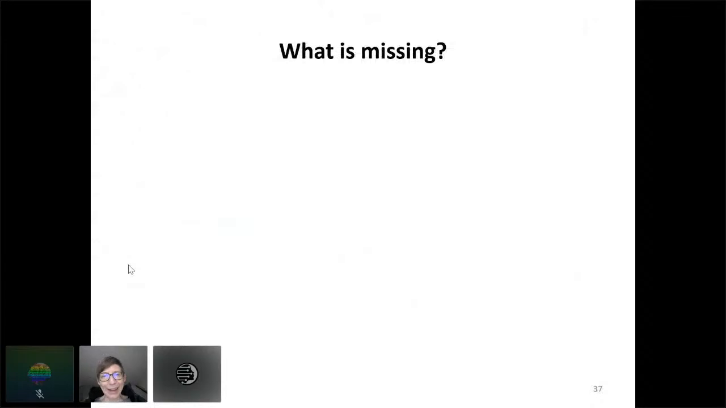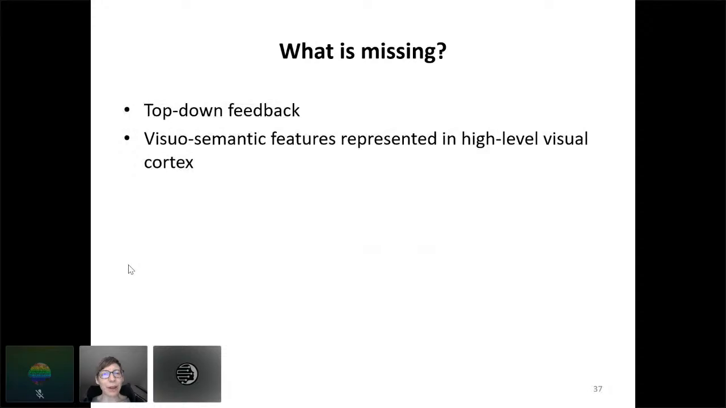Okay, so let's get back to our question of what is missing here from the deep neural networks. This work shows, first of all, that we do need to include top-down feedback. So that's an architectural change. But also, in addition to that, we do see that the deep neural networks have not fully explicitly learned these visuo-semantic features that are represented in high-level visual cortex. Now, the question is, of course, how can we change this and make them more human-like?